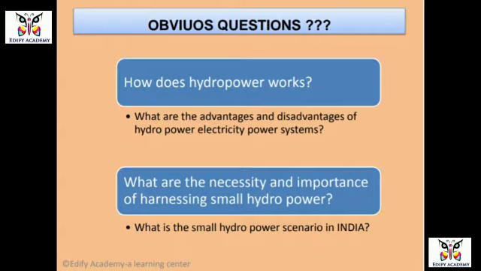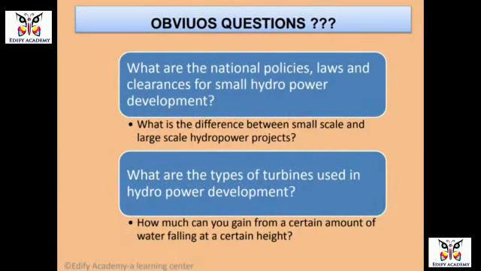Similarly, the question arises, what is the present scenario of hydropower plants in India? This is a very important question. India is also doing well in small hydropower plants, and most students are doing research in this area. Now we have made the device, what are the policies? What are the national policies, laws and clearances for small hydropower development? And there is a difference between small scale and large scale hydropower plants. One of the biggest differences is the making cost and the running cost for small and large scale hydropower projects.